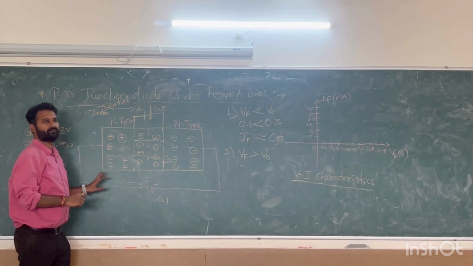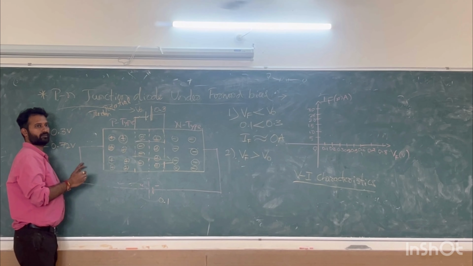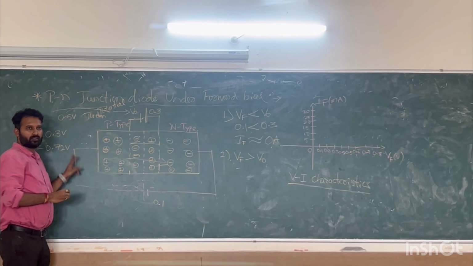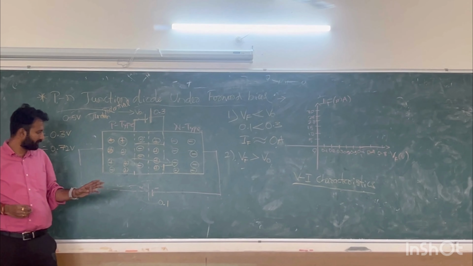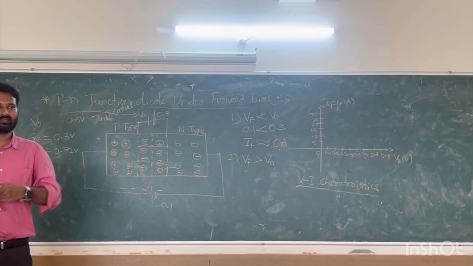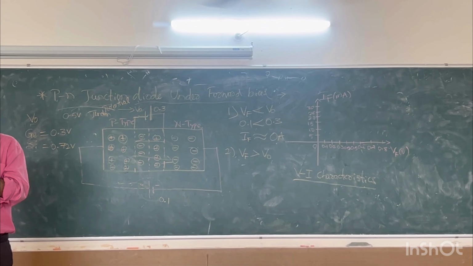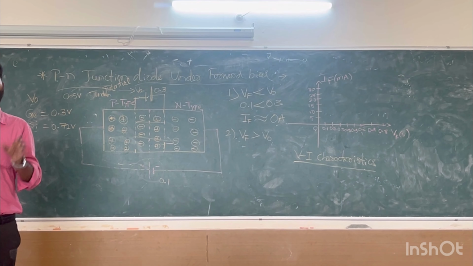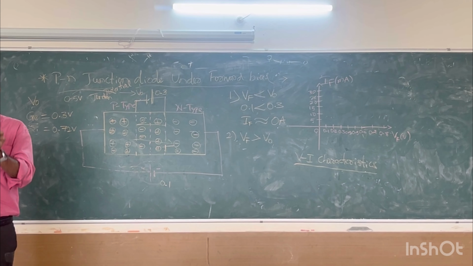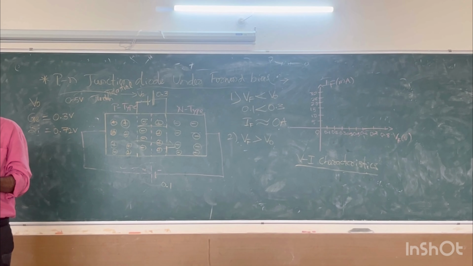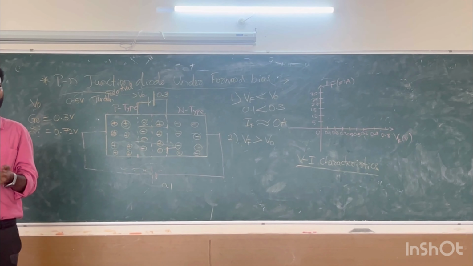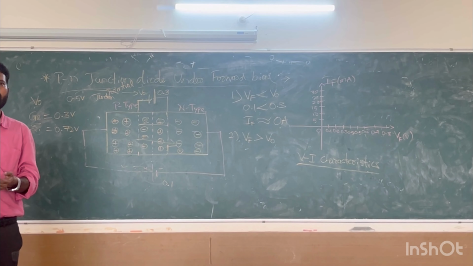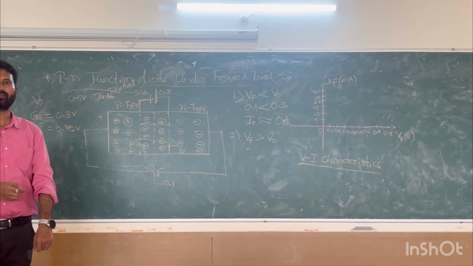For example, 0 to 5 volt. I have said your external battery ranges from 0 to 5 volt. Why? What is the reason? Why always 0 to 5 volt only? Why not more than 10 volt? Why not connect 15 volts to the diode? Why not 20 volt? Why not 230 volt?